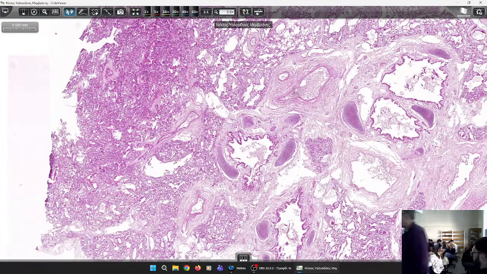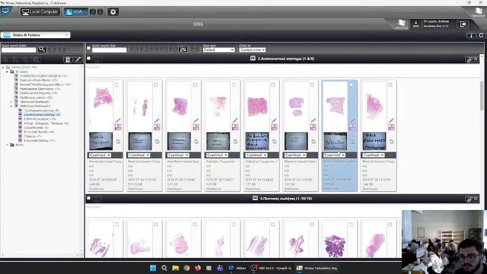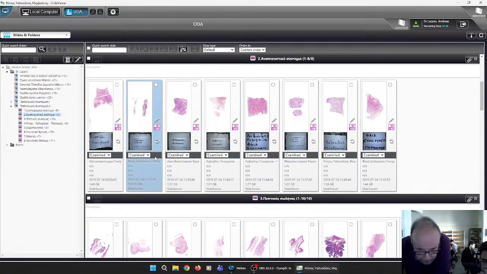So these are the slides of non-neoplastic pathology, and we'll finish our lab with the classical lung cancer cases now. So let's start with the squamous cell carcinoma first.